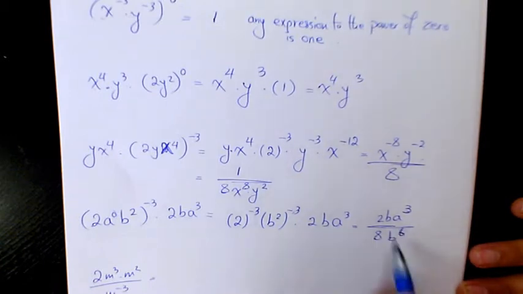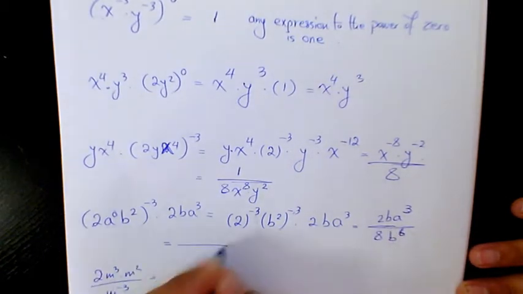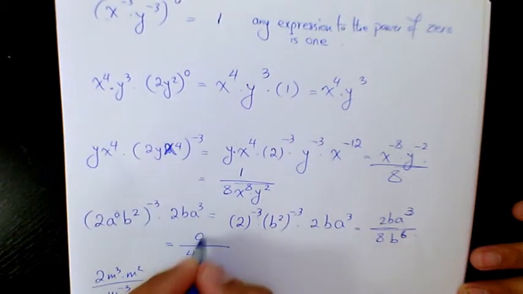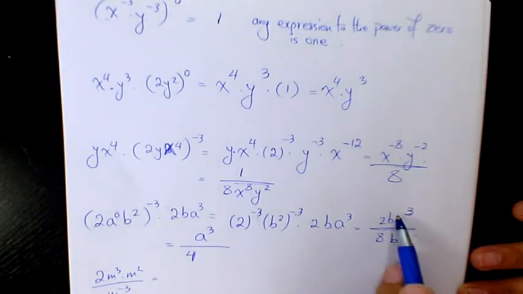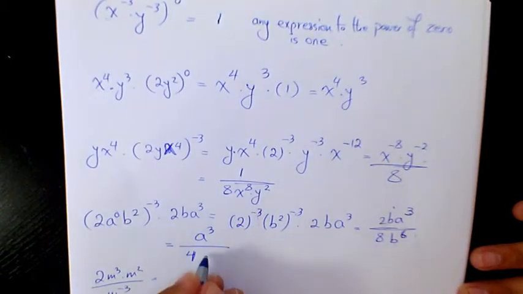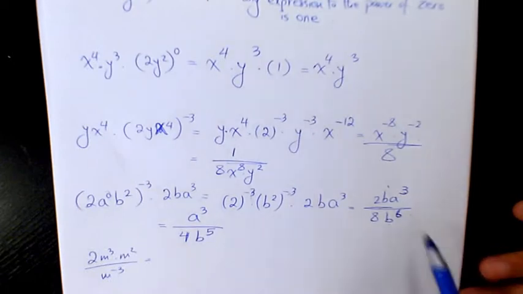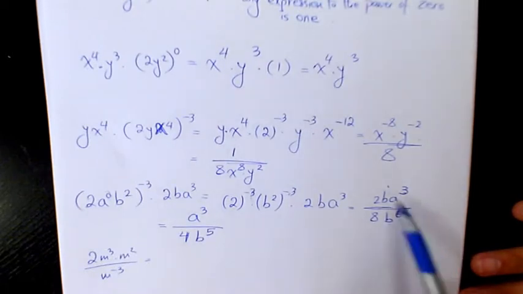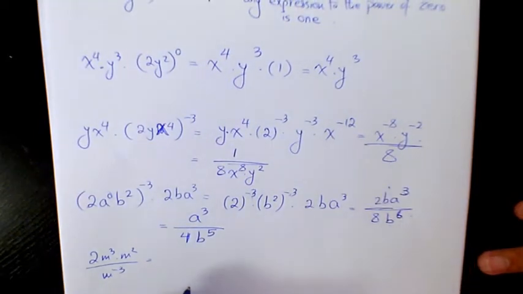So now when you simplify it, 2 and 8 is going to be 4a cubed. And here, 6, in here we have 1. So it's going to be 1 minus 6 is negative 5, or positive 5 in the denominator. Or you can do it this way. 6, here you have 1, they cancel out and you're going to end up having 5 here.